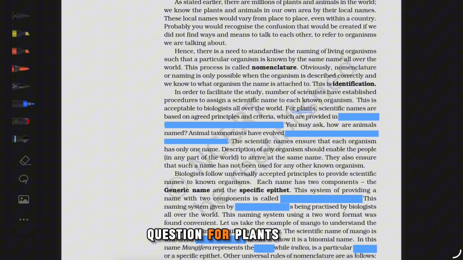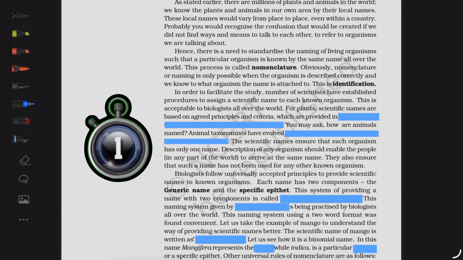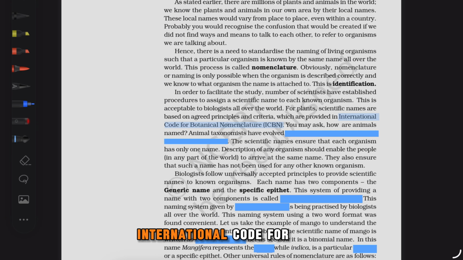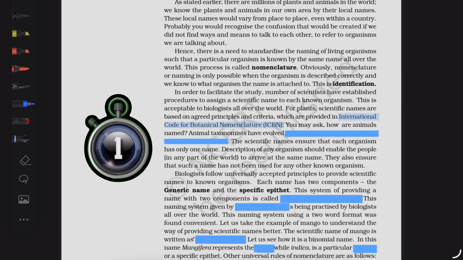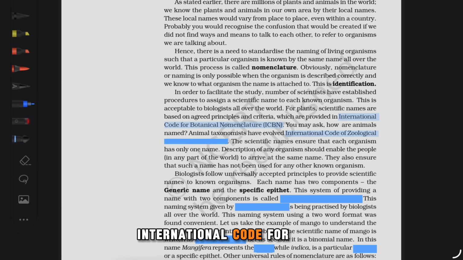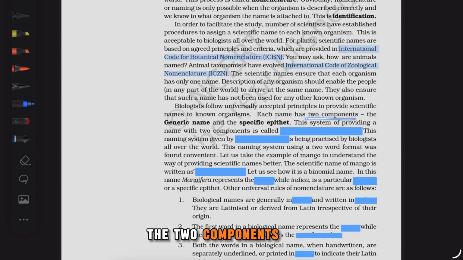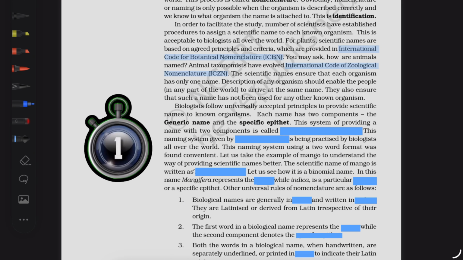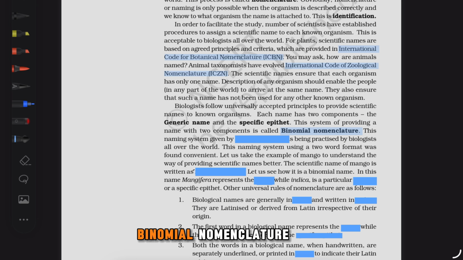Moving to next question. For plants, the scientific names are based on agreed principles and criteria which are provided in. The answer is International Code for Botanical Nomenclature. On the other side, how are animals named? Animal taxonomists have evolved. The answer is International Code for Zoological Nomenclature. The two components, generic name and specific epithet, this system of providing the name with two components is called. The answer is binomial nomenclature.